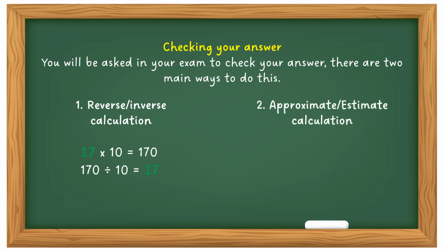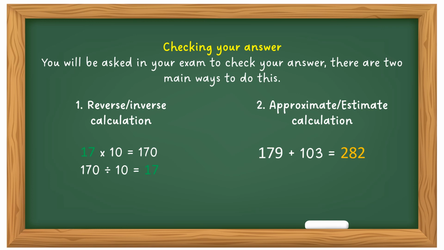Now the second one is approximate or estimate calculation. Again, very, very common in maths. You're asked to approximate your answer when you're checking it. Okay? And this is how it works. Now this may be the final part of one of your questions. Just remember it's only one part you're asked to check, not the whole thing.